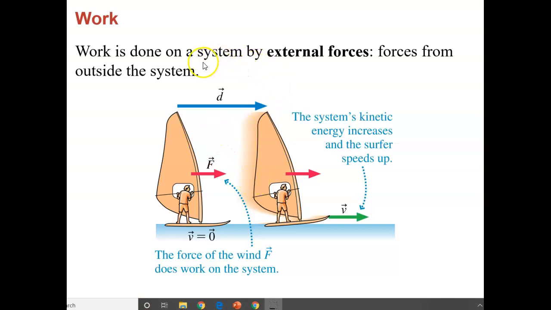All right, so talked a little bit about work, but what is it? Okay, work is done to make something move, to change energy, okay? So work is done on a system by an external force. You have to add energy into the system, okay? So the wind, in this case with this parasailer here, the wind adds energy to the sails, which increases the kinetic energy. Kinetic energy is energy of motion.